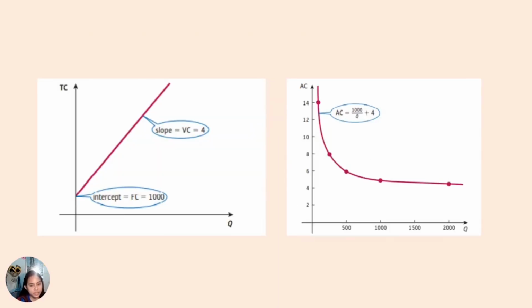Now, as you can see, the graph of the average cost function based on the table is sketched in figure 2.8. This curve is known as a rectangular hyperbola and is sometimes referred to by economists as being L-shaped, as you can see in figure 2.8. So that's it.